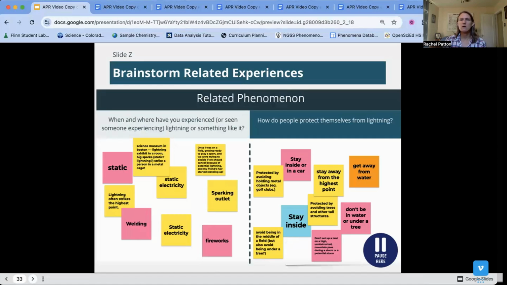And here are some related phenomena that another class came up with. Again, you may or may not see your ideas represented here. Make sure when you return to class that you take a look at your class's list of related phenomena. Pause here so that you can read some of these things related to lightning, when and where it strikes, or what are some other things like lightning? And then also, how do people protect themselves from lightning? So pause here and give yourself time to read over this list.